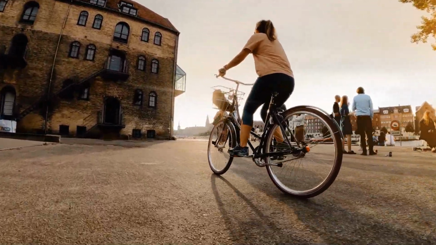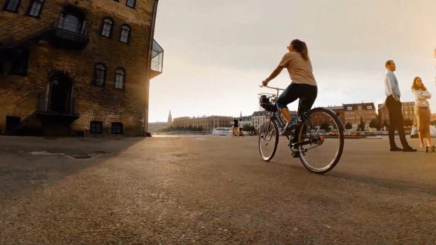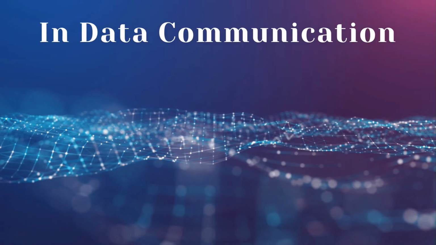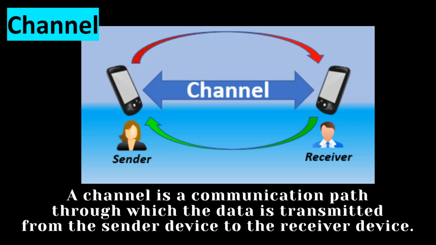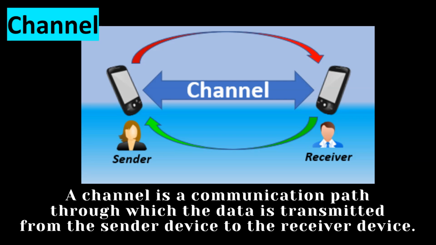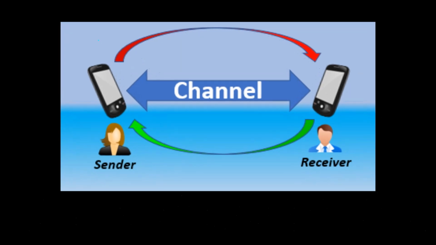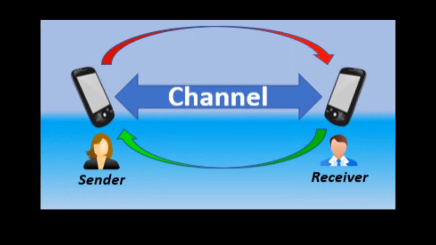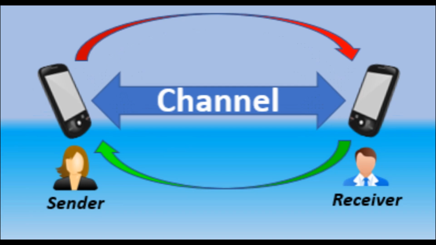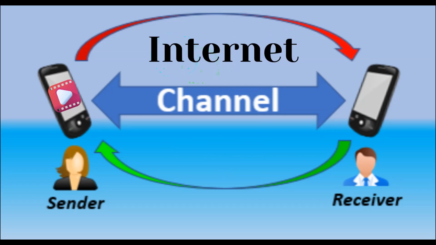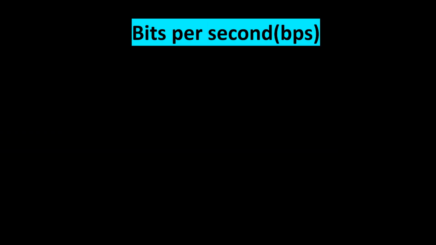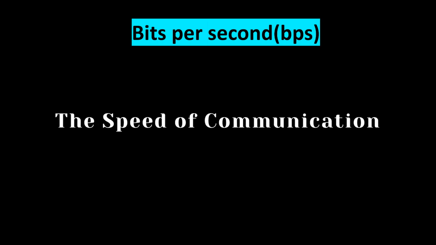Channel, the highway of data. Imagine you're driving your bicycle on a road to deliver a letter to your friend. That road is the path you travel. In data communication, we call this the channel. A channel is a communication path through which the data is transmitted from the sender device to the receiver device. A channel is just the path the data takes from one device, like your phone, to another, like your friend's phone. It could be cables, Wi-Fi, or even optical fibers. Example, when you send a video on WhatsApp, the internet is the channel that carries your data to your friend's phone. Bits per second, BPS, the speed of communication.